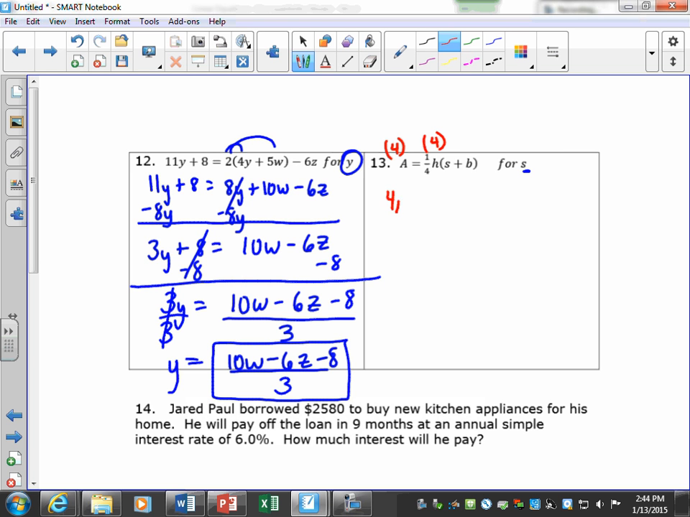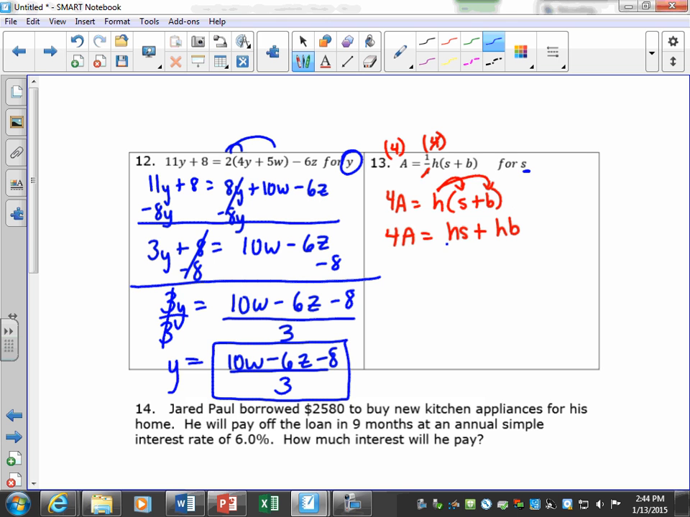So this gives you a 4a. This 4 cancels this 4, and that just gives me 1h, which is h, s plus b. Now, this needs to be distributed. So, hs plus hb. Everything's distributed and simplified. Now we're ready to solve.